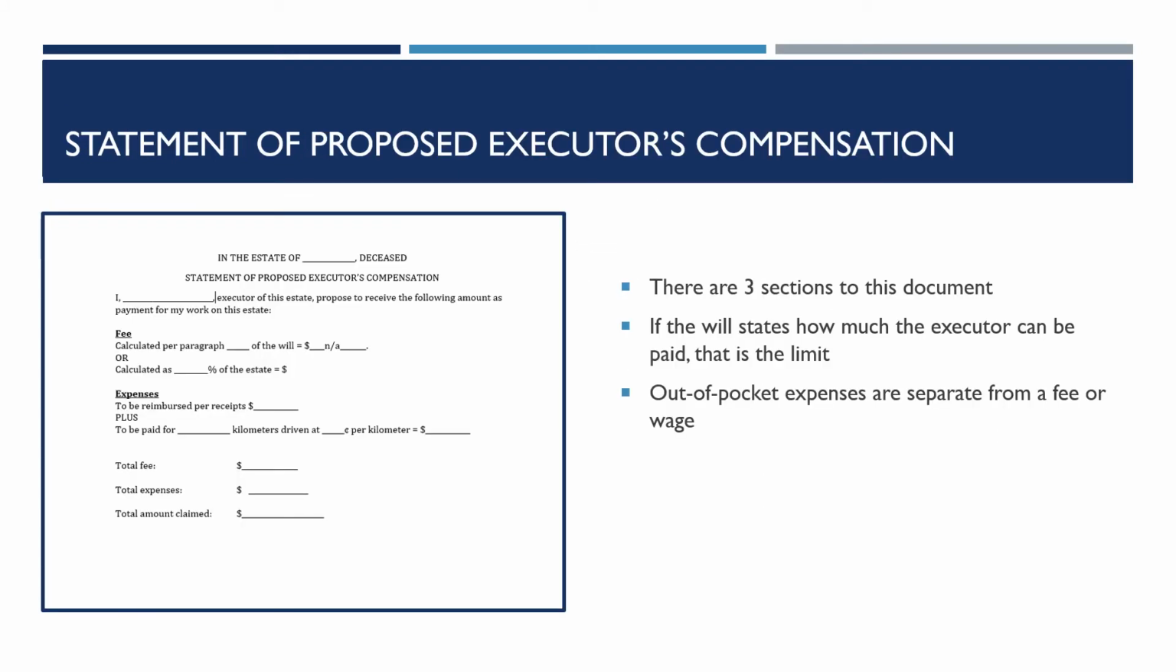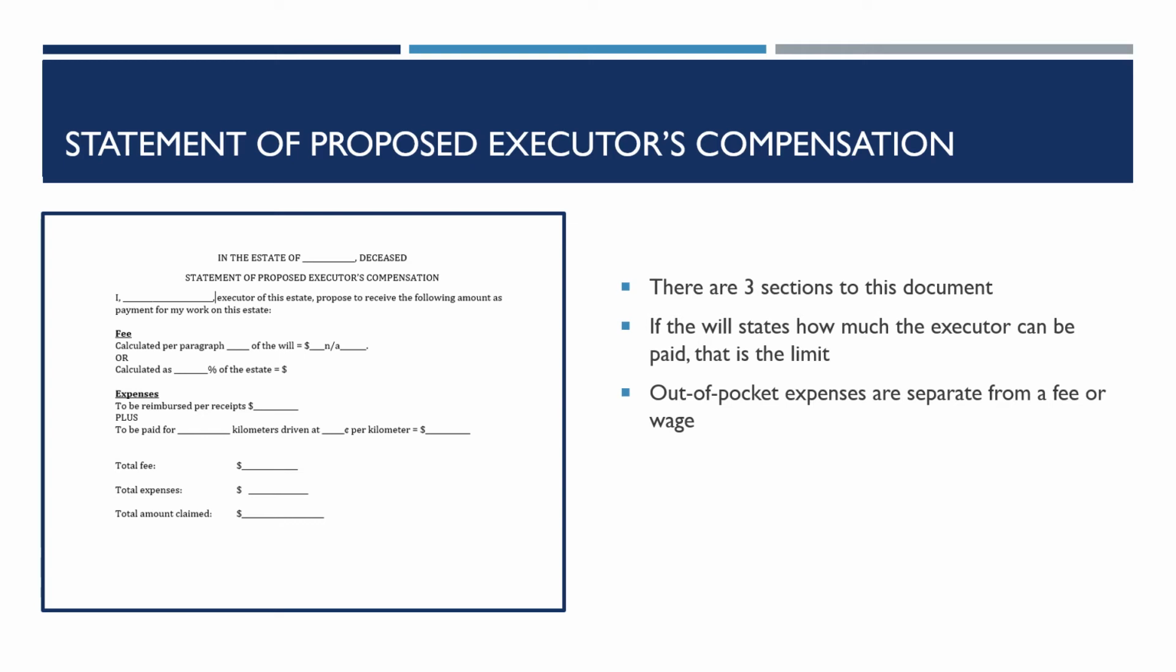The statement of proposed executor's compensation is divided into three short sections. In the first section, you'll show your calculation for the fee portion of your compensation. If the will states that you are to receive a certain amount of compensation, you may claim that as your fee, but you may not claim a larger fee. Even if the general law would have allowed you a larger fee, you may not claim a higher amount than what the will states. If a fee is not stated in the will, an executor can claim between 1% and 5% of the gross value of the estate.